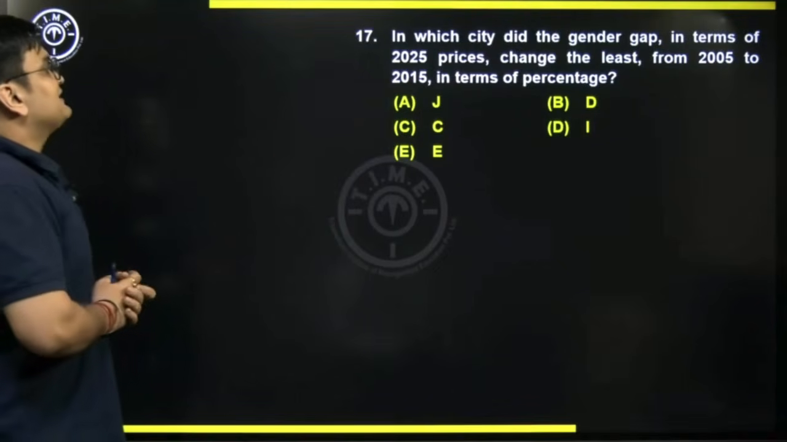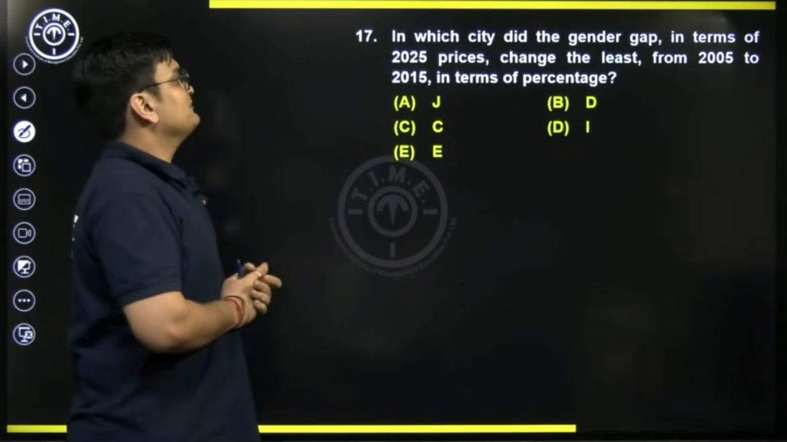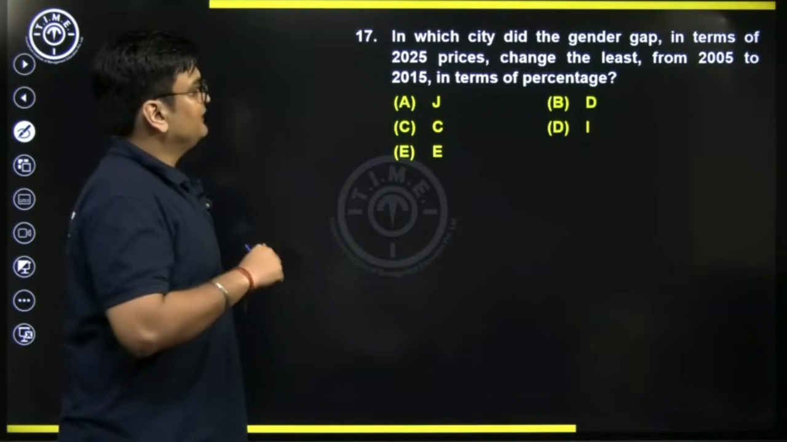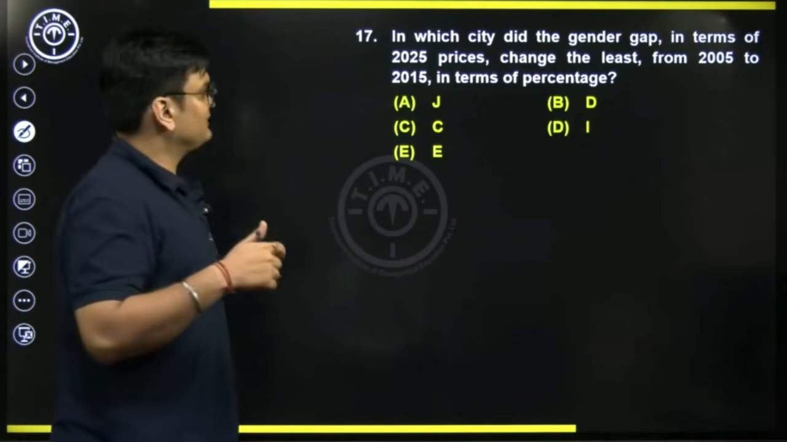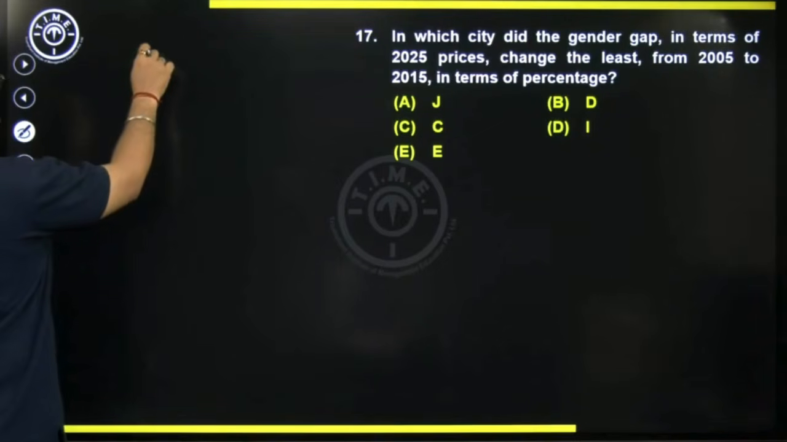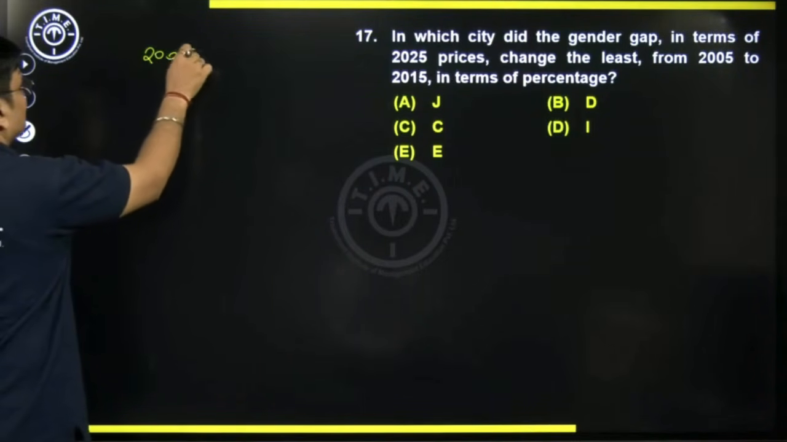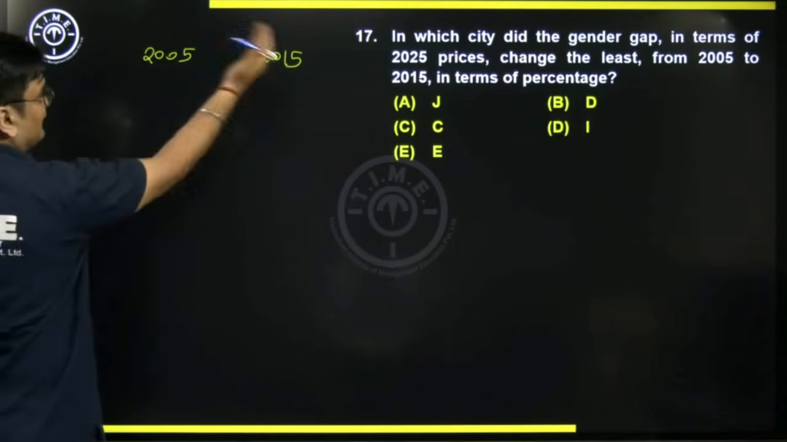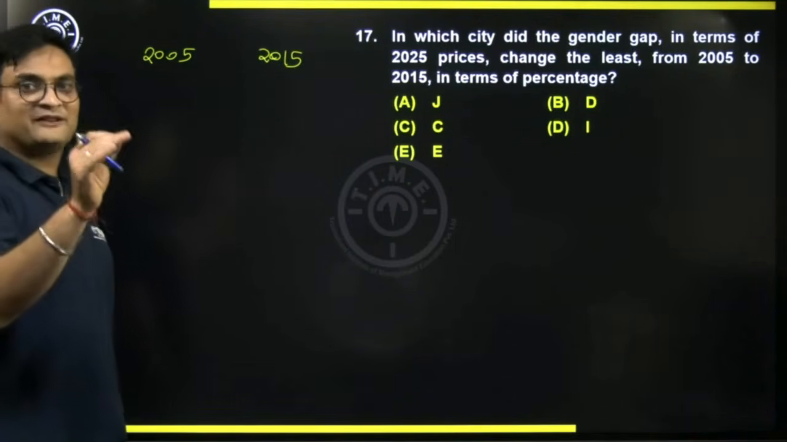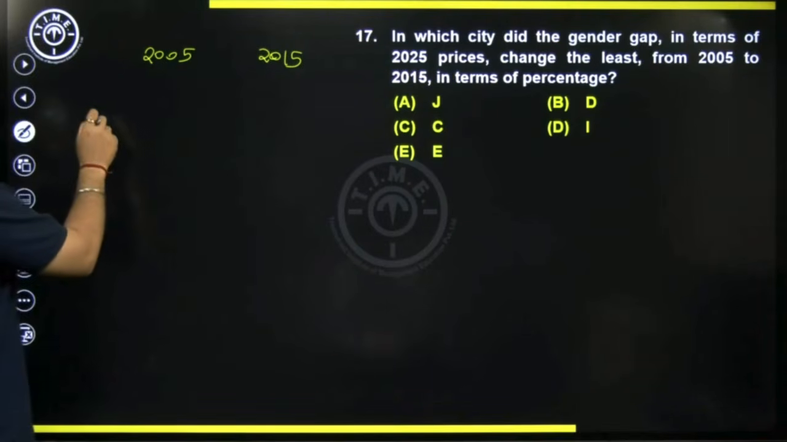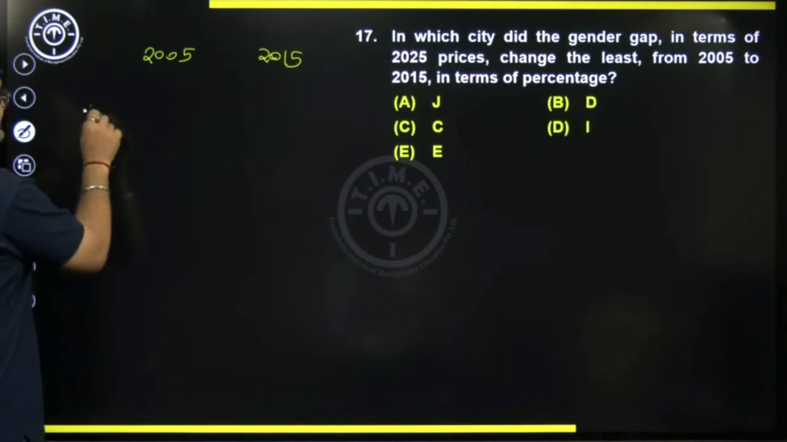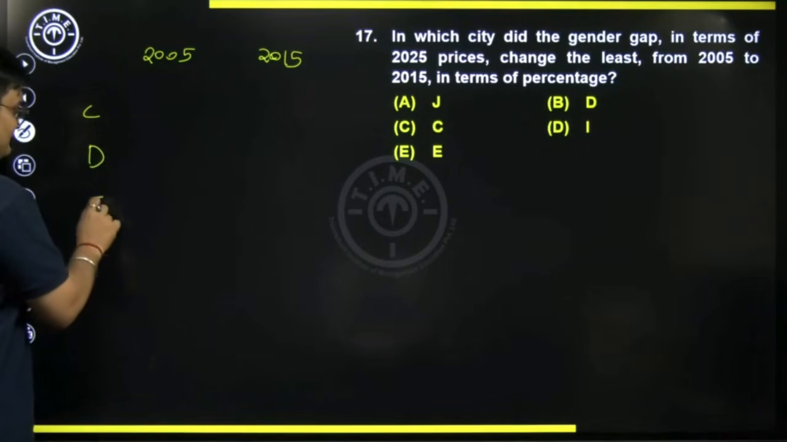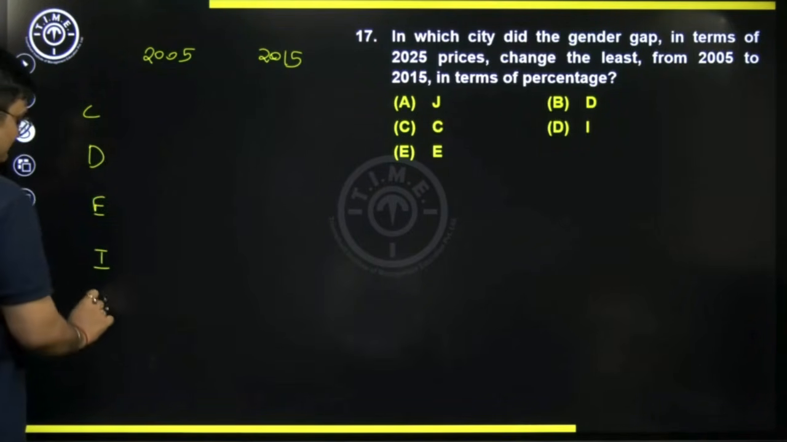The 17th one: in which city did the gender gap, in terms of 2025 prices, change the least from 2005 to 2015 in terms of percentage? Observe, we have the 2005 numbers and the 2015 numbers of the gender gap, and we have to compare from 2005 to 2015. That means 2005 is the base, and the options we have are C, D, E, I and J. I am taking them in alphabetical order.